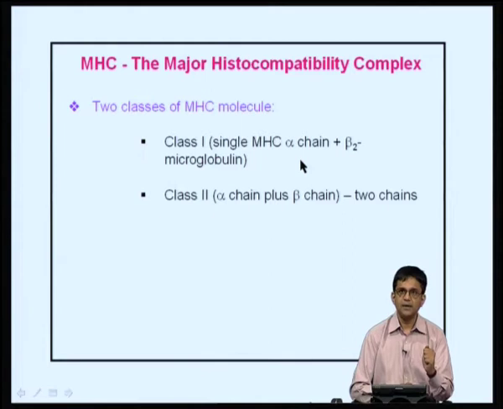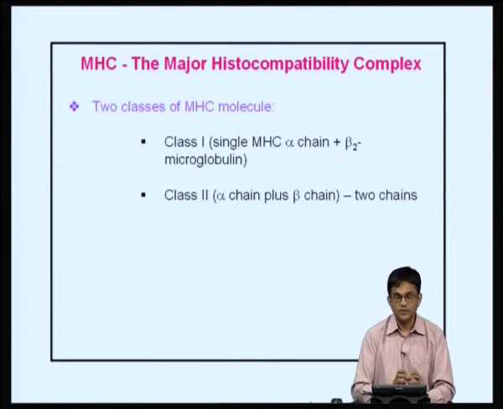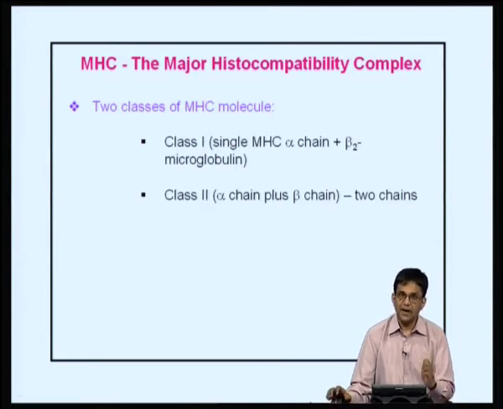So, there is a single alpha, it is non-covalently associated with a beta 2 microglobulin, and the gene encoding beta 2 microglobulin is not encoded in the MHC. In fact, it is encoded somewhere else, but the protein products come together to form the MHC class 1 complex. The MHC class 2 molecule, on the other hand, is composed of the alpha chain and the beta chain. And both the alpha and the beta chain are encoded in the MHC.